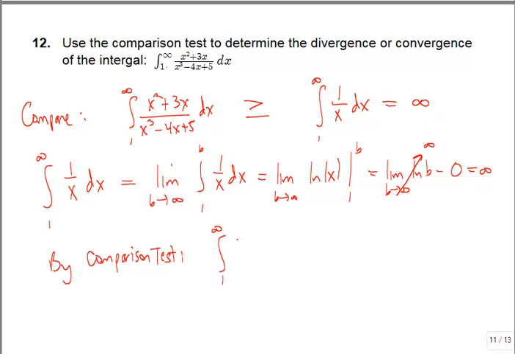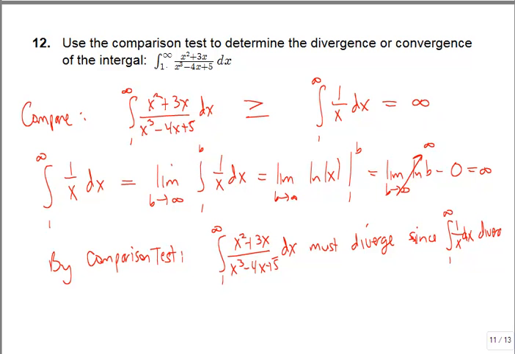the integral from 1 to infinity of x squared plus 3x over x cubed minus 4x plus 5 dx must diverge, since the integral from 1 to infinity of 1 over x dx diverges. Okay?